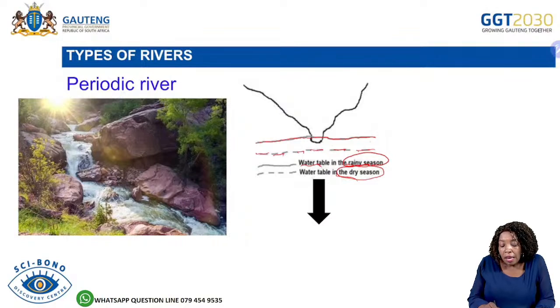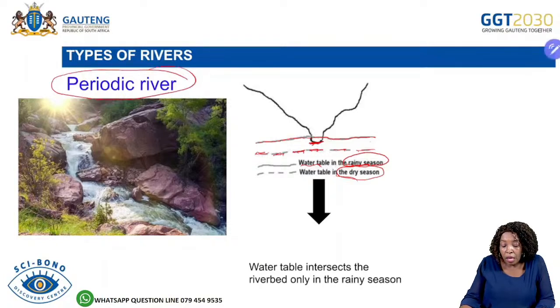From looking at the diagram, you can see that this part of the riverbed is not in contact with the water table. So look at where the water table is and look at where the riverbed is. So obviously it means this particular river will not flow during a dry season.